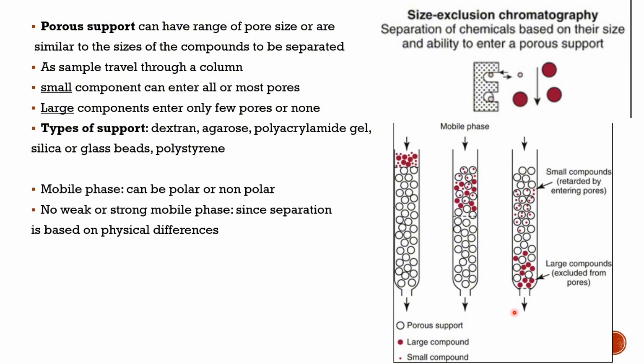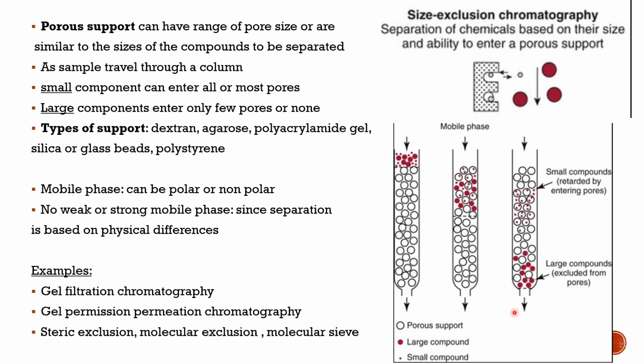Here the mobile phase can be polar or non-polar. There is no weak or strong mobile phase since this separation is based on physical differences. Examples are gel filtration chromatography, gel permeation chromatography, and there are other types of chromatography that use this method.